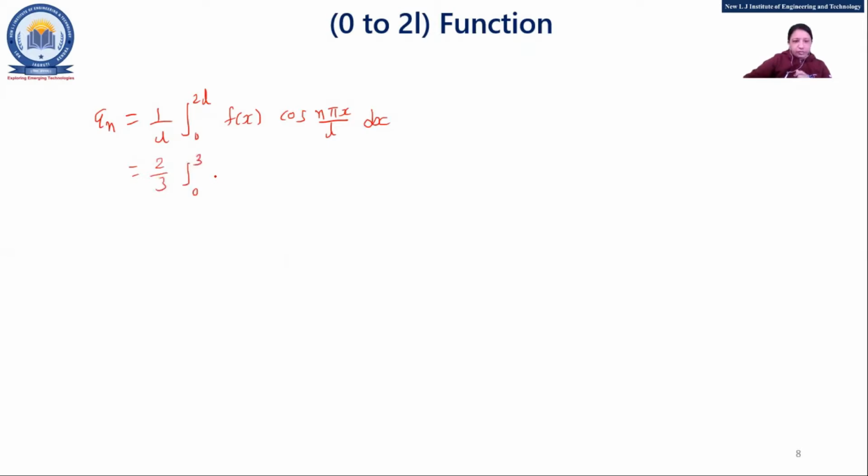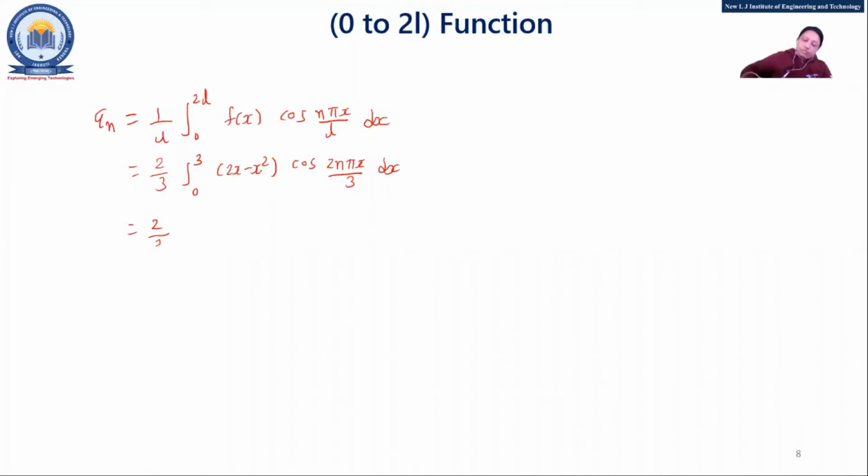Your fx would be 2x minus x square. Cos. Now here again L, right? So L is 3 by 2. So I'll write 2 by 3. So 2n pi x by 3 dx. Now uv, right?